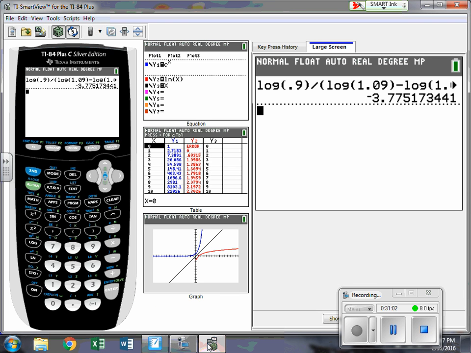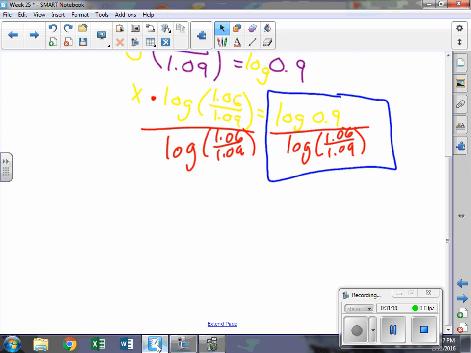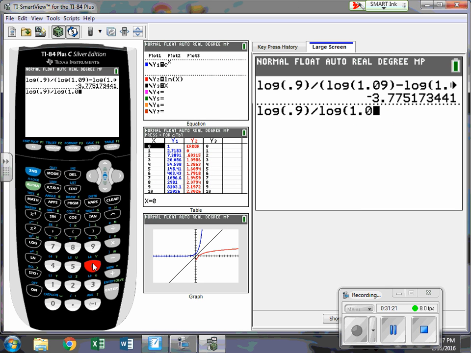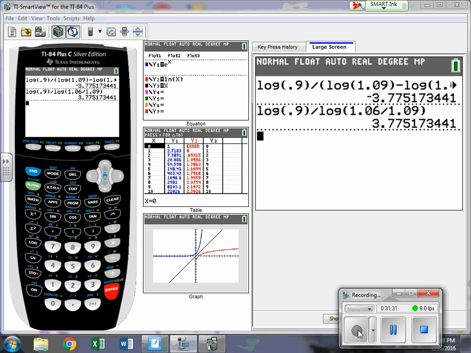So, a logarithm of, I forgot the order of it, 0.9 divided by the logarithm of 1.06 divided by 1.09. So why aren't they matching? One's positive, one's negative. What went wrong?